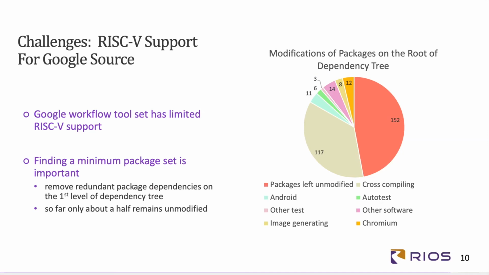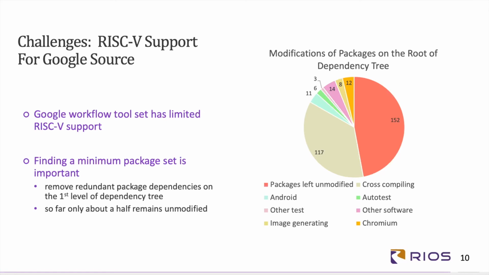The second part is about finding the minimum package set. A lot of packages lack RISC-V support and are not very essential for us to build a shell version of the operating system. So a very important and practical part for us is to remove package dependencies.